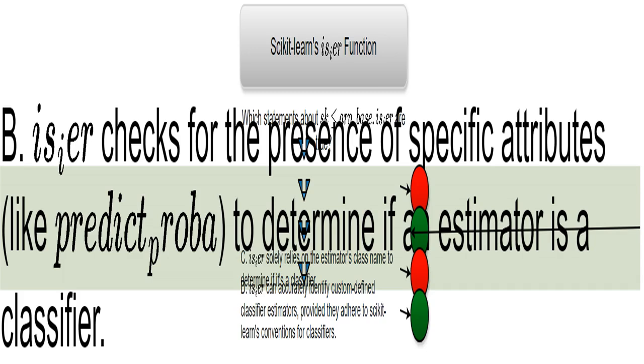The _classifier function doesn't just look at the name of the model. Instead, it looks for specific attributes or methods the model has. For example, if a model has a predict_proba method, which gives probabilities for each class, that's a strong indication it's a classifier. This is like checking if a car has an engine and wheels, key features that define a car.